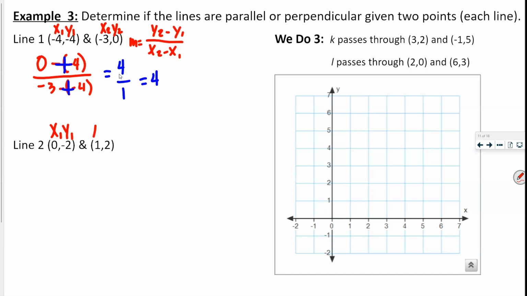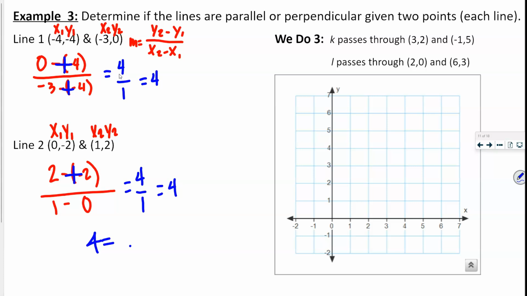x1, y1, x2, y2. So again, using our formula, y2 is 2, minus, again, a negative 2, and then we've got 1 minus 0. So again, subtracting a negative becomes a plus, right? So what is 2 plus 2? That's 4. And 1 minus 0 is, again, 1. So this is 4. Because we can see here that our slopes are 4 equals 4, they're equal, right? So what does that tell us? That tells us that line 1 is parallel to line 2.